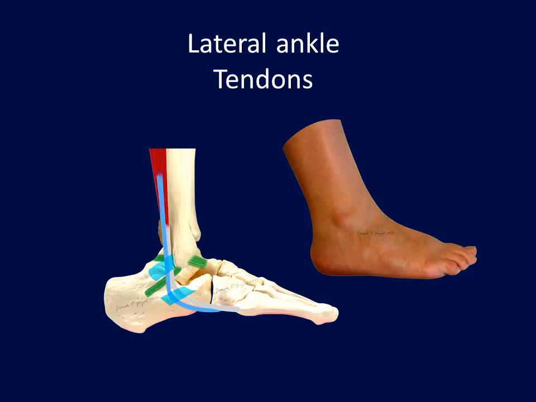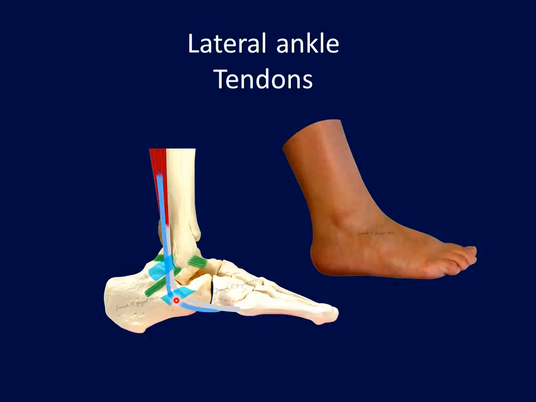The fibularis longus takes origin from the head and approximately two-thirds of the lateral surface of the fibula. The tendon runs distally behind the lateral malleolus and lies in a groove shared with fibularis brevis. The fibularis longus is superficial to fibularis brevis and lies behind fibularis brevis in the groove.